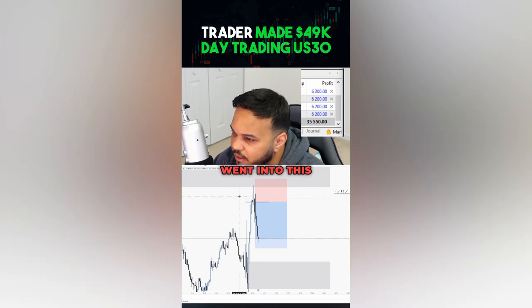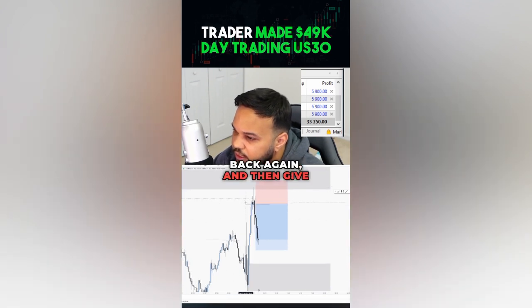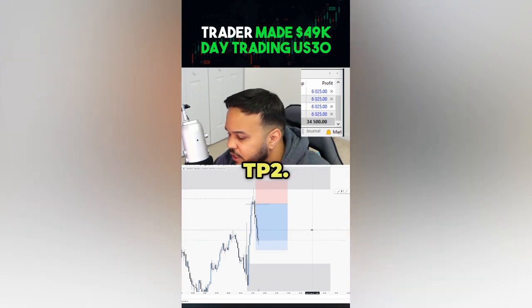So once I saw that, market went into this 4 hour order block back again, and then gave me a small break here on the 5 minutes. I'll wait for the retest, take the entry, 40 pip stop loss. And as you guys can see, I'm almost hitting TP2. And this is the trade for today, guys.